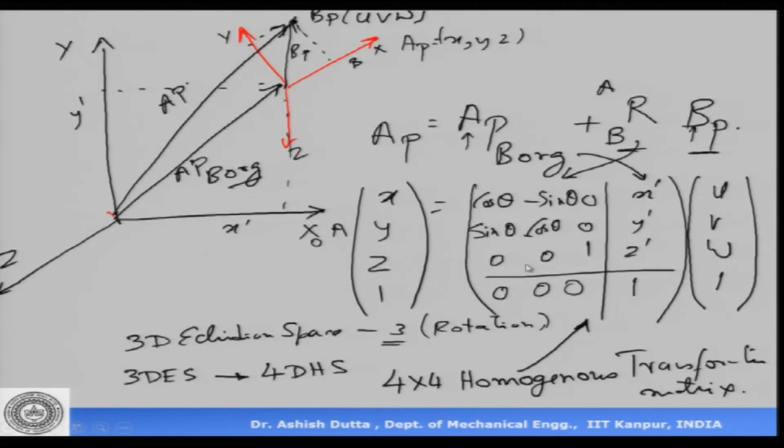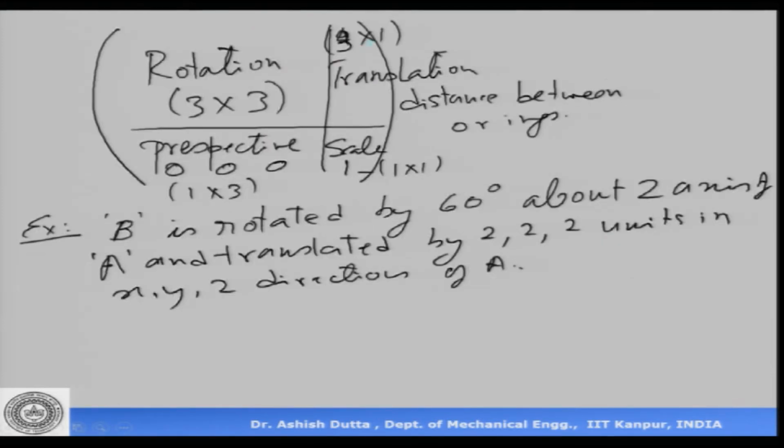If you come back here, we have 2 frames A and B. This frame B has been rotated by 60 degrees about the z axis, and then it has been translated from here to here, and the distance is 2 units on the x axis, 2 units on the y axis and 2 units on the z axis. That is what the question says. Now, if you are given the coordinates of a point, for example BP is 1 1 1, we are asked to find what AP is. How do we find that?